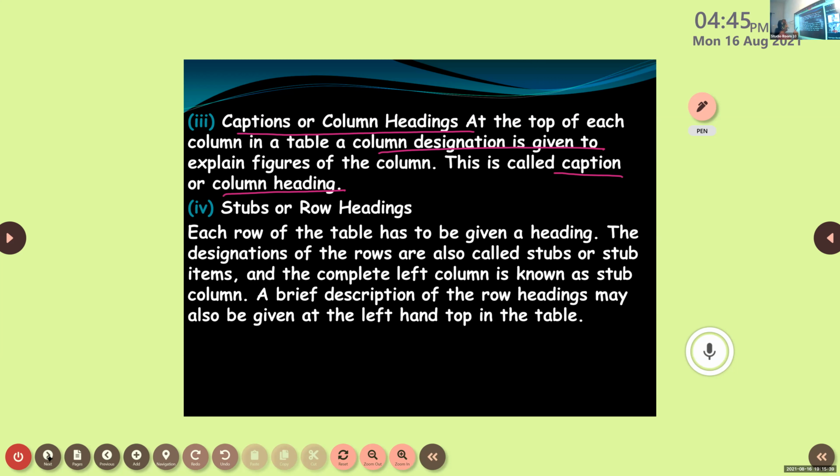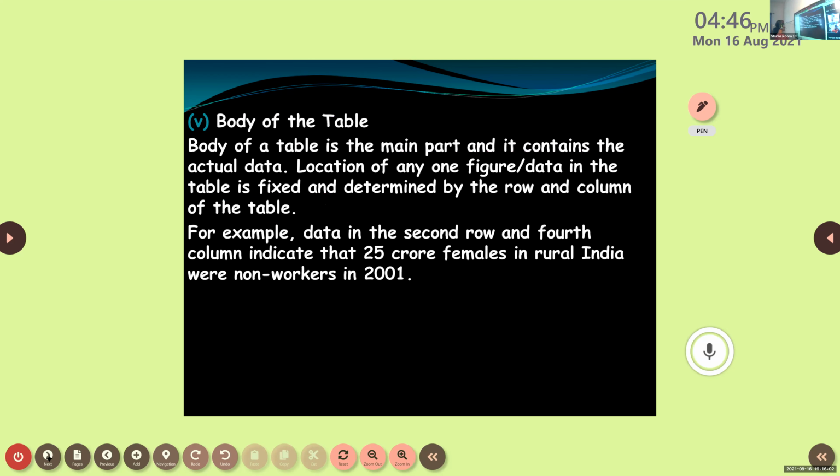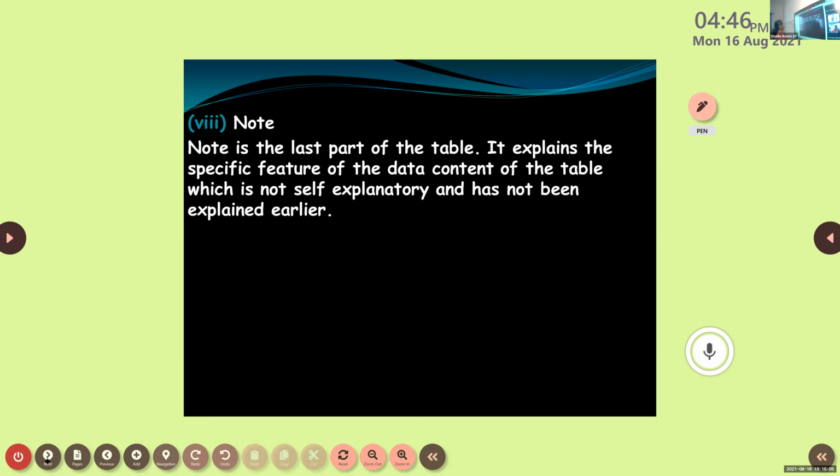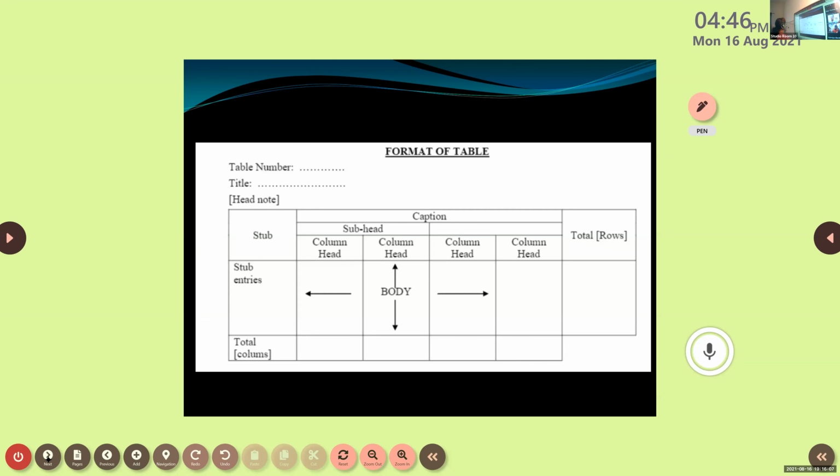Now next, like the column heading, we have row headings also, which we call stubs. Stubs, or row headings. Each row has a heading that we call a stub. Let me show you one more picture. Yes, if you see this one, this is the stub. Whatever we are entering here, those are stub entries.